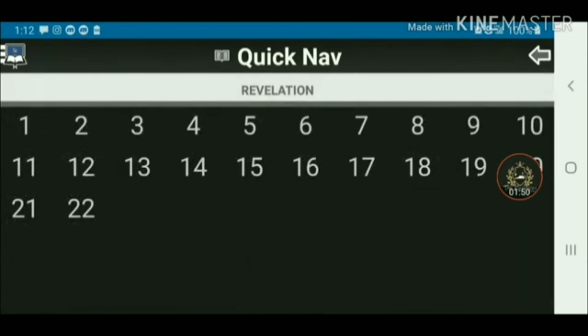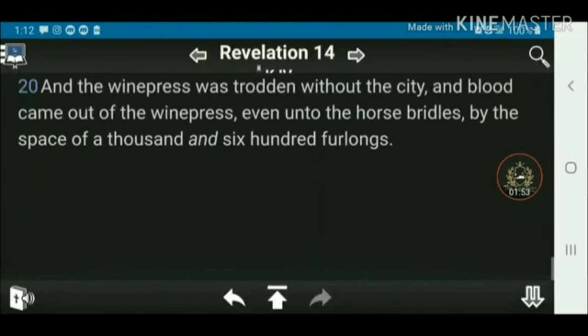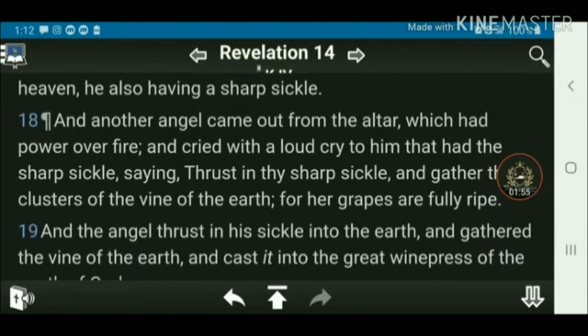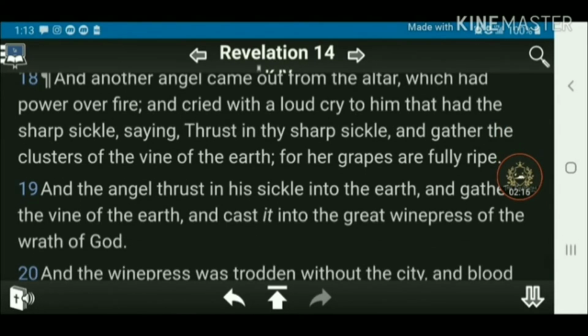Back here in Revelation, the 14th chapter, down here at the bottom, he told that other angel that had the power over fire. Key word fire, because the second death is coming by fire, right? The first death by water, the flood, the second by fire. And cry out with a loud voice, with a loud cry to him that had the sharp sickle, saying, thrust in thy sharp sickle, and gather the clusters of the vine of the earth, for her grapes are fully ripe. That first crop of slaves.